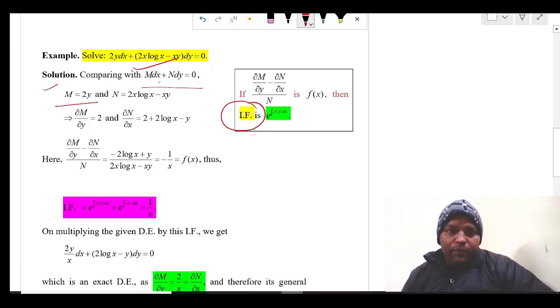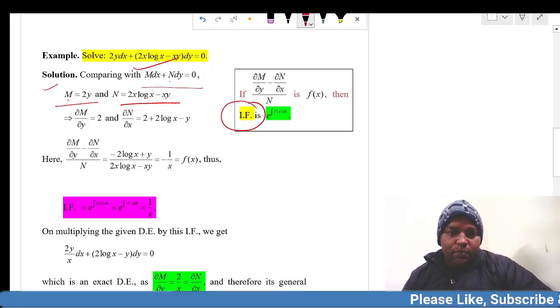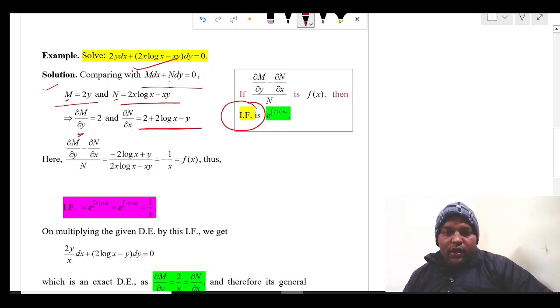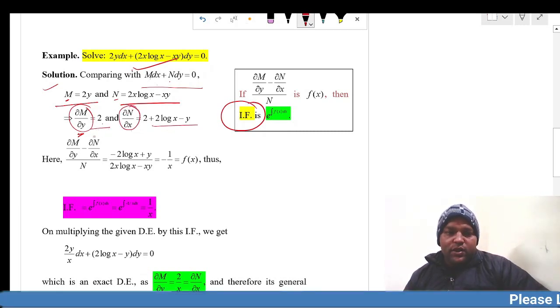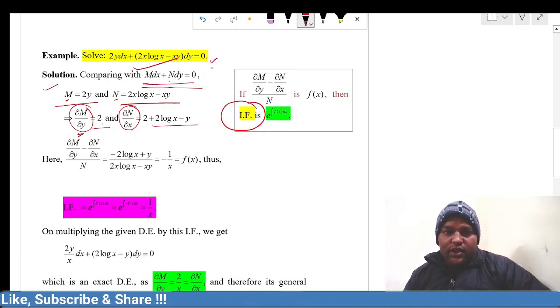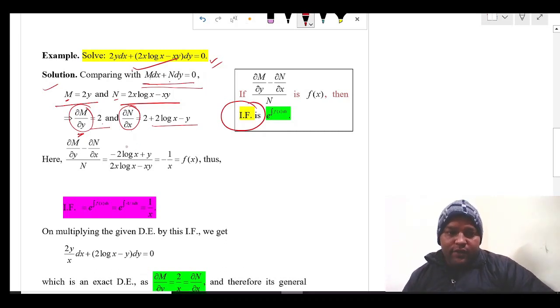Comparing with this form, we have M is equal to 2y and N is equal to 2x log x minus xy. To verify the condition of exactness, we obtain the partial derivative of M with respect to y, which is 2, and the partial differentiation of N with respect to x, which is obtained as this one. Here, the value of del M over del y is not equal to the value of del N over del x, which means that the given equation is not an exact differential equation. Initially, this equation is not exact, so we have to obtain the integrating factor.